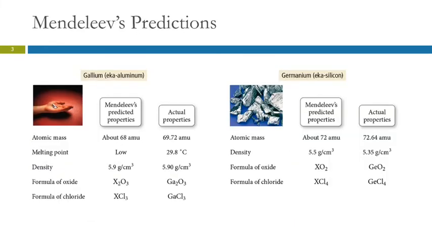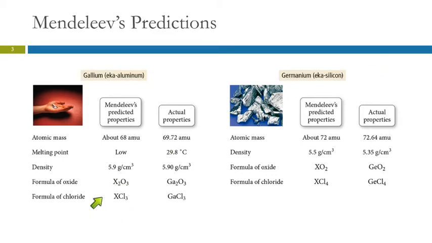So Mendeleev made predictions like this, which are pretty impressive. He predicted the existence of gallium. He called it eka-aluminum because it would be below aluminum in the periodic table. His predictions and the actual properties match up very, very closely.